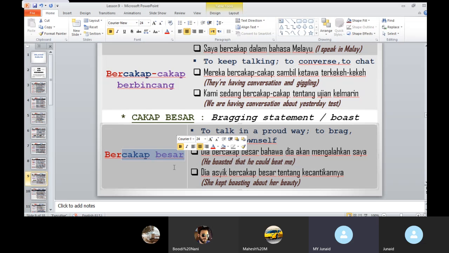Dia cakap besar, this means he brags about himself. Dia asyik bercakap besar tentang kecantikannya. She kept boasting about her beauty. Bercakap besar. Or just use cakap besar. We use it a lot in spoken Malay. Cakap besar. Yes.